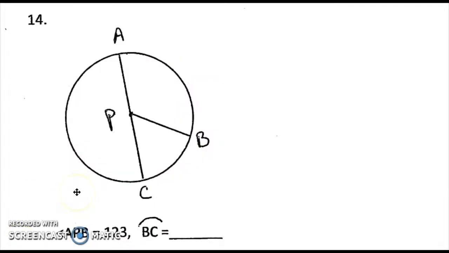So 14. So we have angle A, P, and B equaling 123. We were looking for BC. Now remember, central angles are the same as the arc. This is a diameter here. So that means these two add up to 180. So subtract 180 from 123, we get 57. So my arc is going to be 57. It's a central angle, so these two are the same. If this was inscribed, then it'd be half, but it's exactly the same, so this is 57.